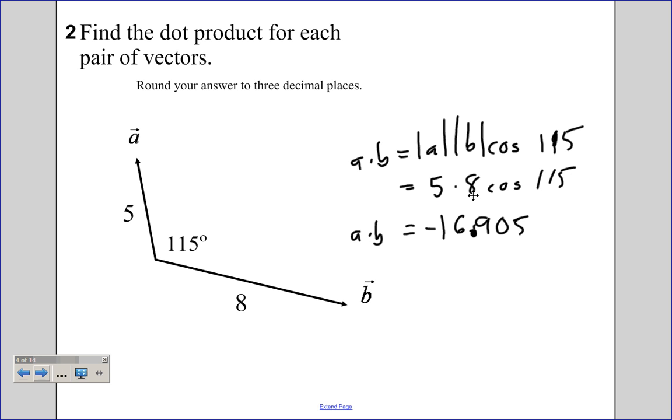Now why do we get a negative answer here? Well, cosine in quadrant 2 is always a negative number, so negative times 2 positives is going to be negative. So that means that anywhere between 90 and 180, the dot product is going to have to be negative.